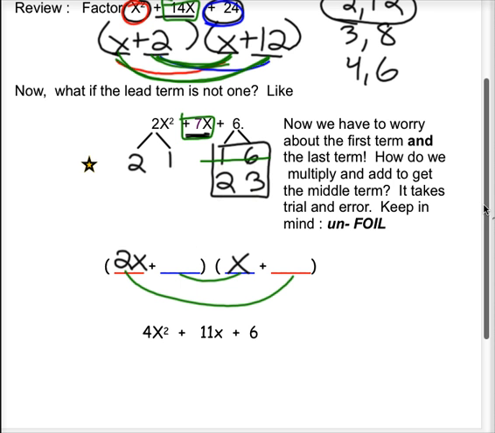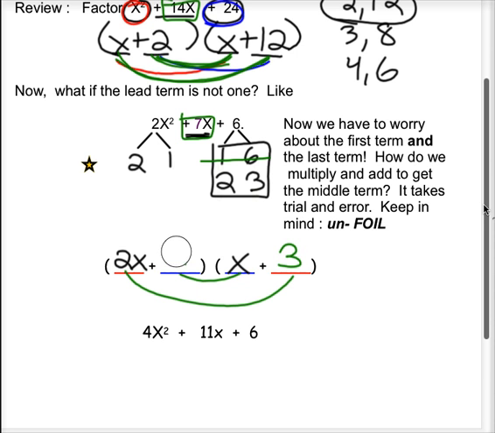So let's try the 2 and the 3 now. I'm going to plug in 2 and 3, and I'm going to follow those connections. So 2 times 3, that's giving me 6. 2 times 1 is giving me 2. 2 plus 6, that's giving me 8 again. Still not the 7 that we're looking for.